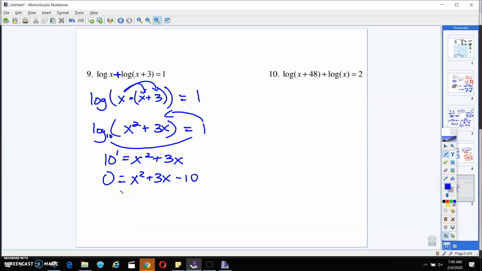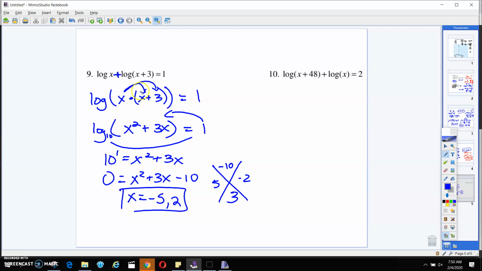You can do the quadratic formula or you can factor. I'm going to personally factor just because it's a little bit easier. All right, so when we factor, we're going to do a times c. That's going to give us negative 10. B is going to be 3. What two numbers will make that happen? 5 and negative 2. So x is going to equal negative 5, and x is going to equal 2.